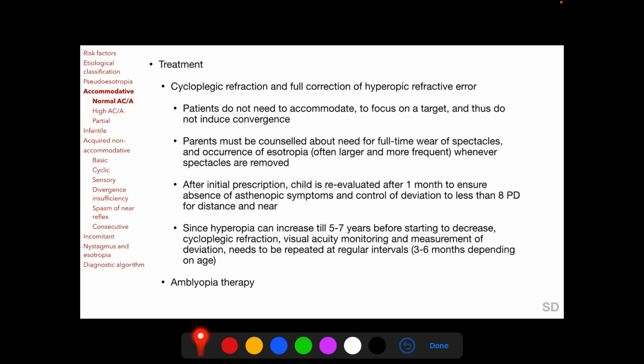If the patient is detected to have amblyopia at diagnosis or on follow-up, amblyopia therapy should also be instituted, and we have discussed the methods of amblyopia therapy in the session on amblyopia.